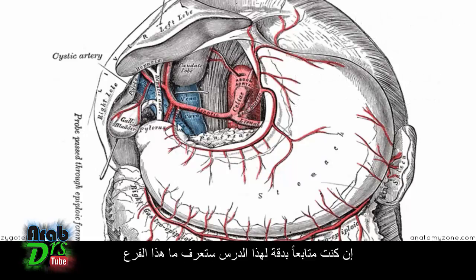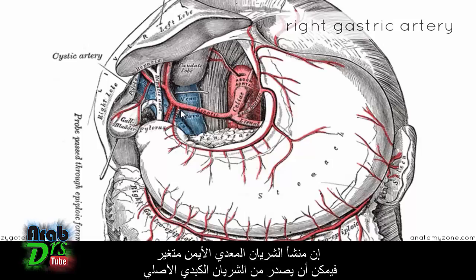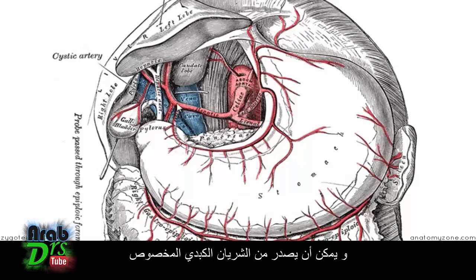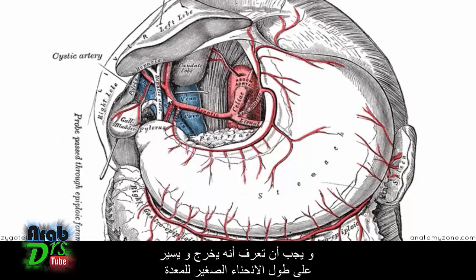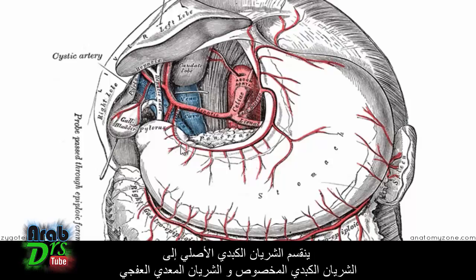So if you've been listening carefully to this tutorial, you'll know what this branch is here. So this is the right gastric artery, which anastomoses with the left gastric artery. So the origin of the right gastric artery is variable, so it can come off the common hepatic artery, or it can come off the proper hepatic artery. But what you need to know is that it runs along the lesser curvature of the stomach and anastomoses with the left gastric artery. So the common hepatic splits into the proper hepatic and the gastroduodenal artery.